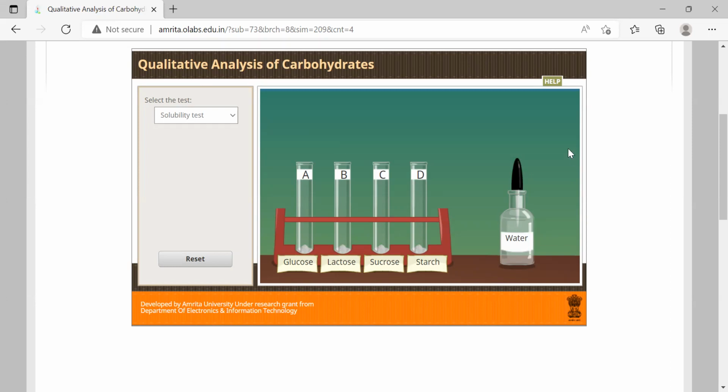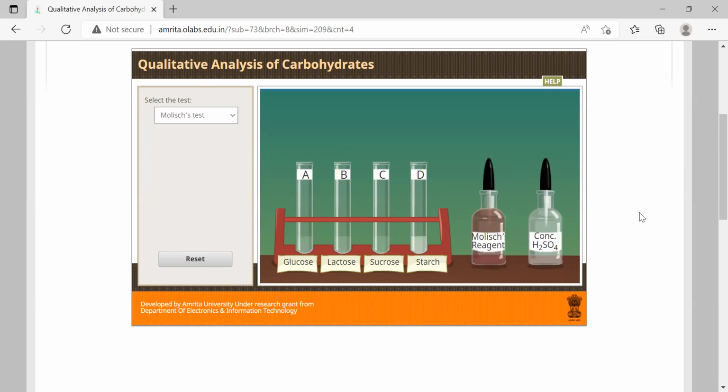So the first thing that we're going to do is select the Molisch test. In the Molisch test, remember that this is utilized to identify any carbohydrate in a sample. It doesn't matter if it's a monosaccharide, disaccharide, or a polysaccharide, and it's going to be given by that purple ring that forms. To do the experiment, what we have to do is place some of the Molisch reagent on each of the test tubes.